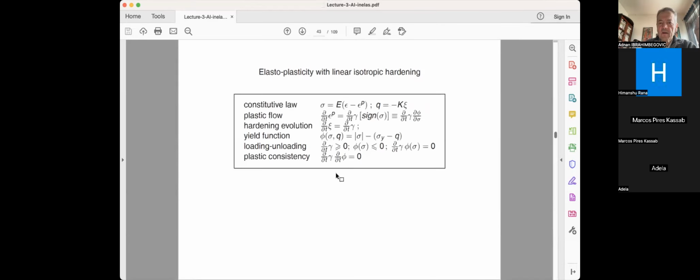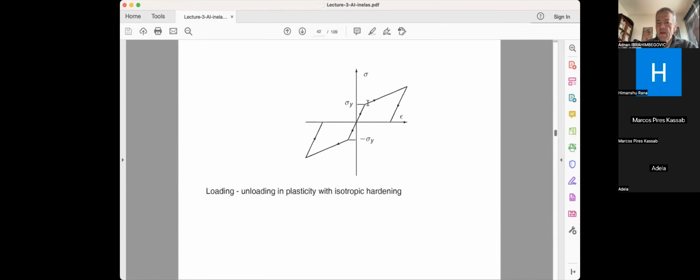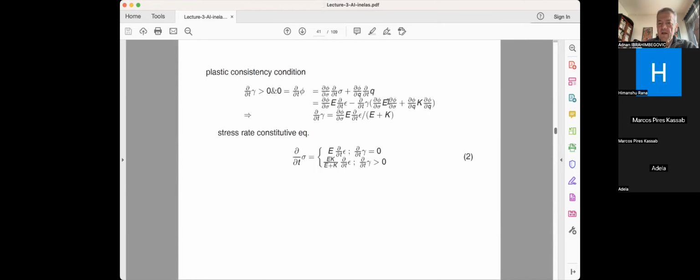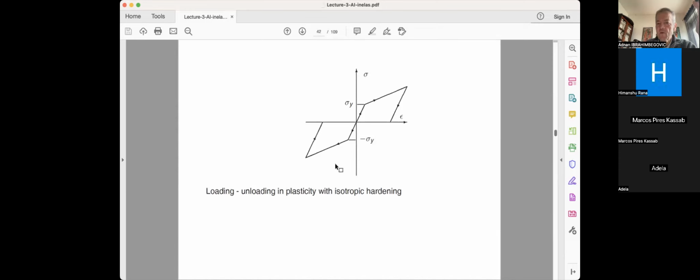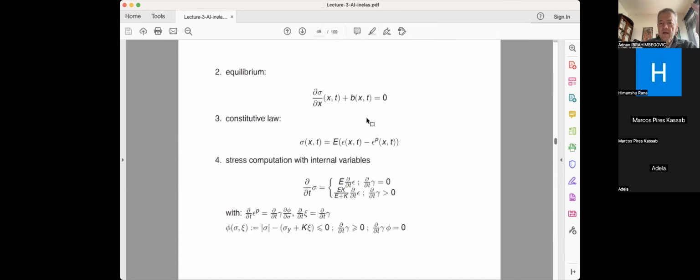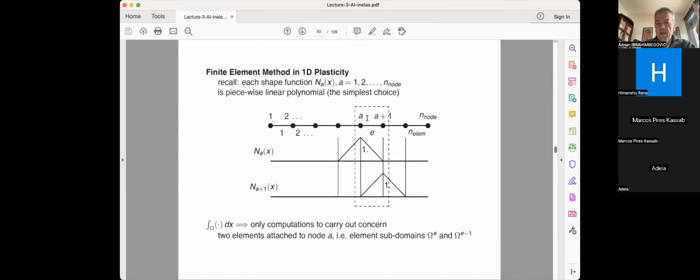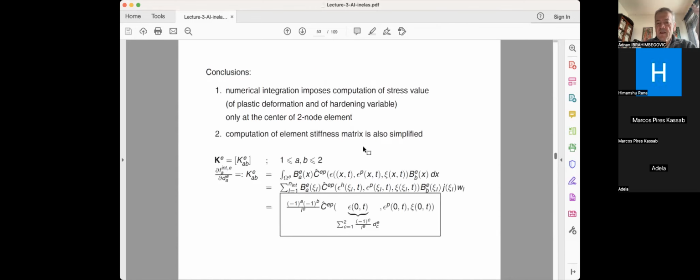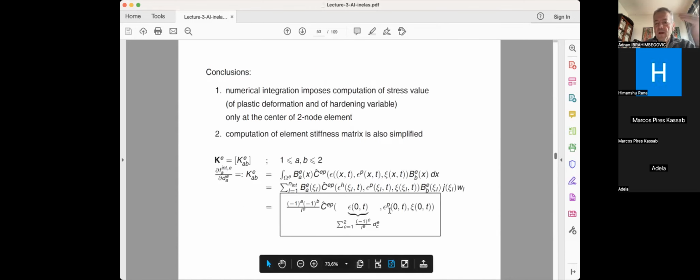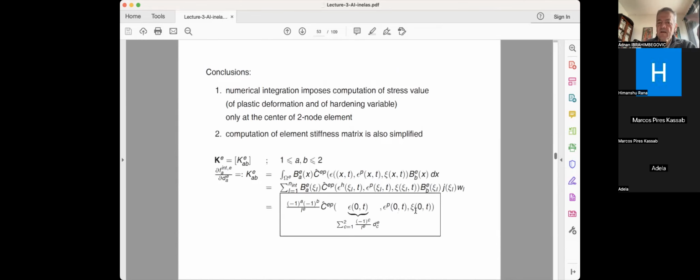I go back to the picture. It's basically either E or EK divided by E plus K that you can obtain. So you have to know whether you are elastic, whether you are plastic, and in particular, it's incremental analysis. You're simply sticking this value into here. So again, to be able to know whether you're elastic or plastic, you have to have mastered the plastic deformation, hardening variable, and stuff like that.